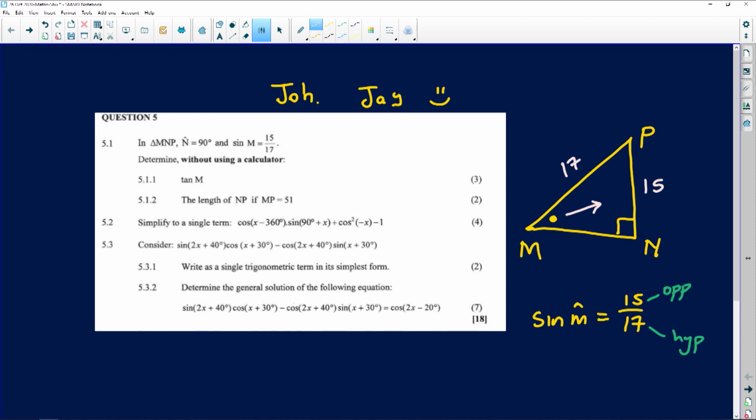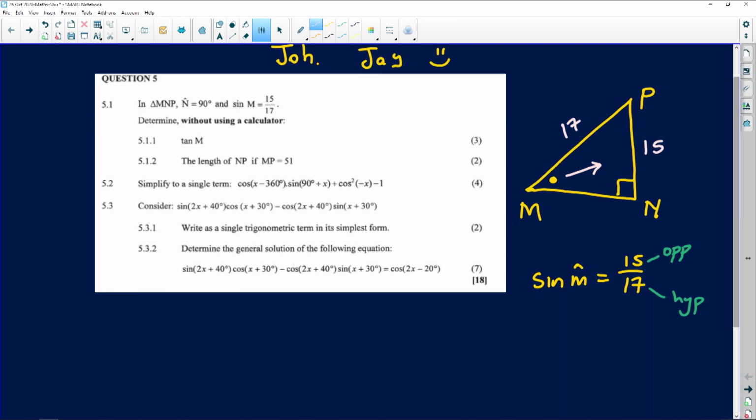We don't know what MN is, but using the Theorem of Pythagoras, we can then figure out what the length of MN is going to be. Now, the first question is asking us to work out the tan of M, okay? So if you try to work out the tan of M, you will agree with me that by definition, the tangent of any given angle in a right-angled triangle will always be the opposite side divided by the adjacent side. We do have the value of the opposite side, but we don't have the adjacent side.